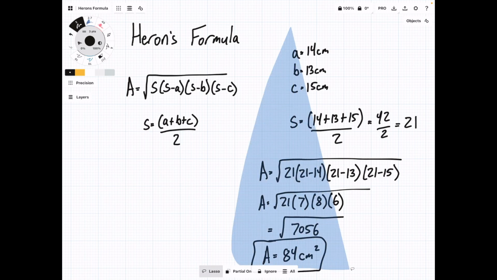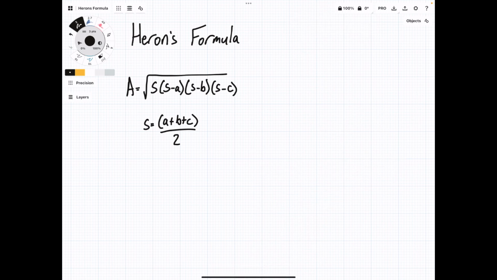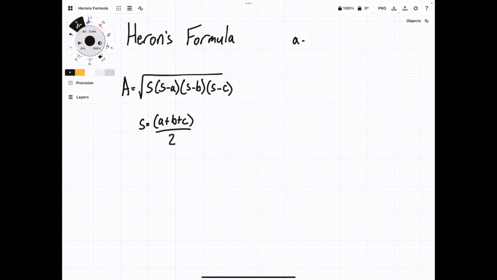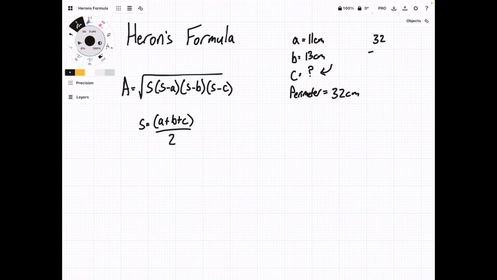Let's do another one. In this case, we're given a is equal to 11 centimeters, b is equal to 13 centimeters, c we don't know, and then we're given the perimeter equal to 32 centimeters. So first things first, we want to figure out what c is. So we're going to take the full perimeter, subtract side a, which is 11, and subtract side b, which is 13, and then c is going to equal 8 centimeters.